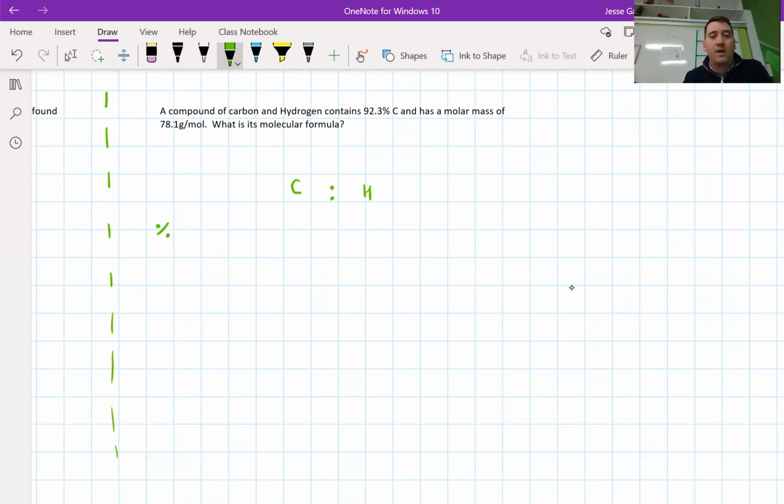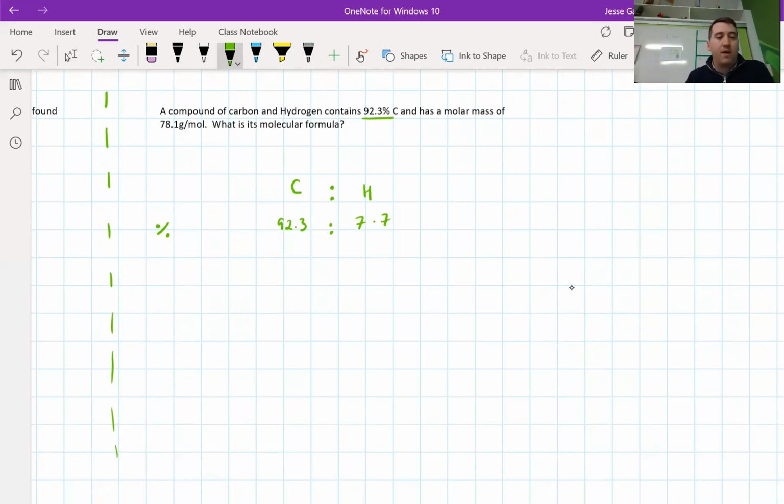All right, so it told us we had 92.3% carbon. And it didn't tell us hydrogen, but you should be able to work it out because we know we can only have 100%, so the remainder must be the hydrogen. So if you didn't know how to do that, you should pause the video and do it now. All right, so the way you do that is do 100 take away 92.3. The remainder is 7.7% hydrogen. Good.